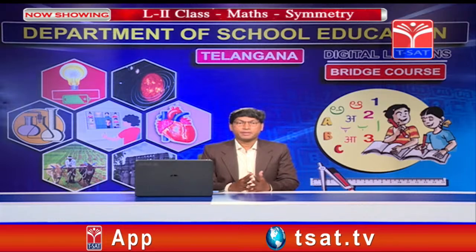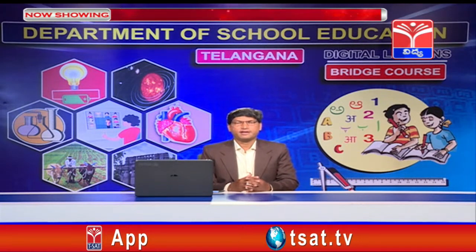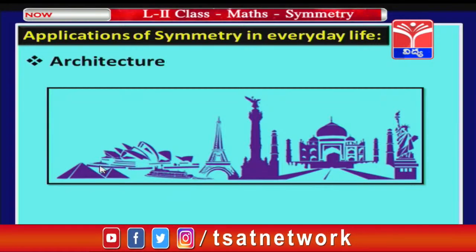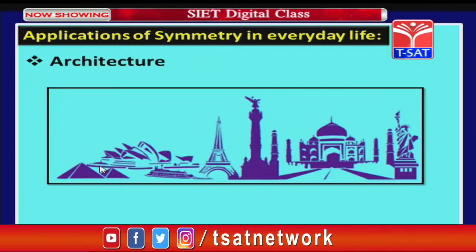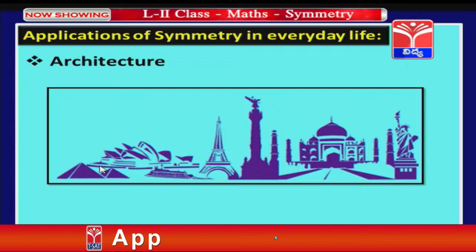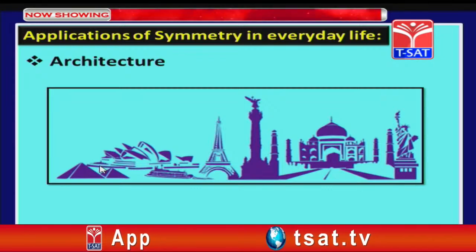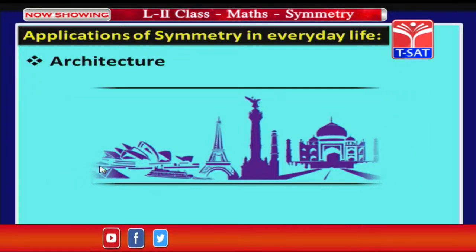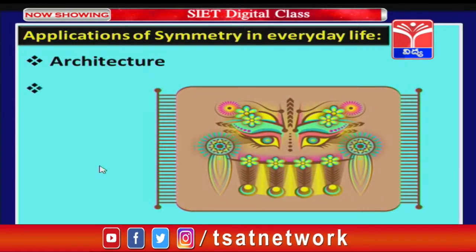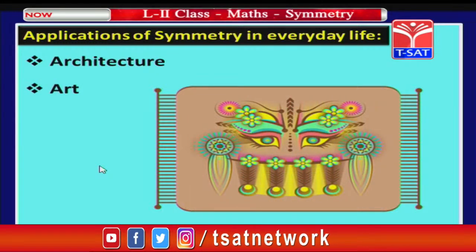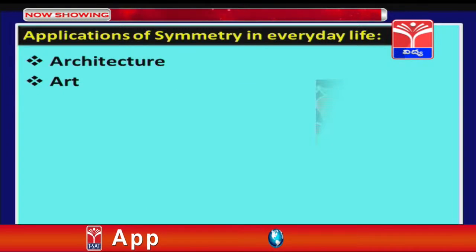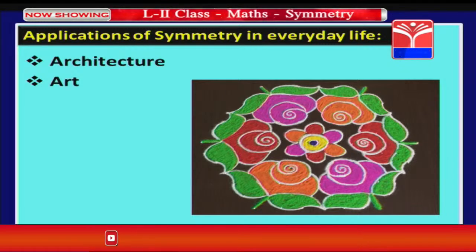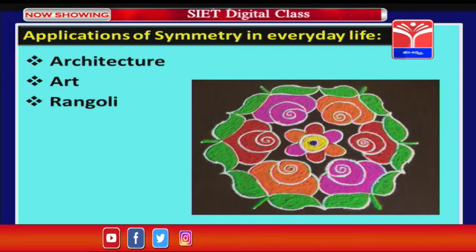Now, children, let us see the applications of symmetry in our daily life. So, you can notice the beautiful monuments like the Taj Mahal or say the Eiffel Tower or pyramids, etc. These all monuments, they are symmetric in shape. So, that is why these all monuments, they look really beautiful, children, because they are symmetric in nature. Not only that, children, even in art also. If you notice, all the arts and paintings, if you see, they are symmetric in nature. Then next, this you might have seen during Sankranti and all, right, children, that is Rangoli. So, these are also symmetric in shape.